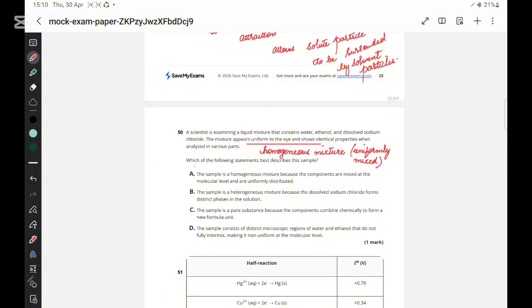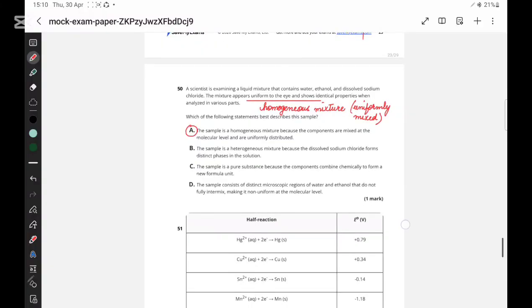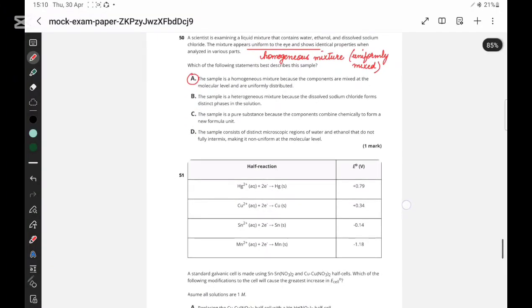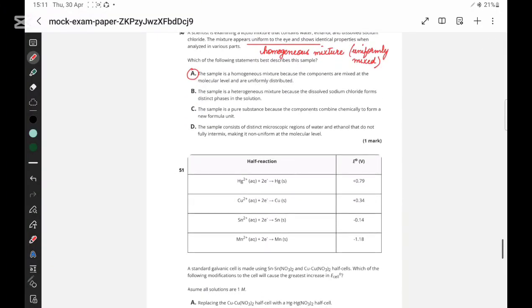So the answer is going to be A. The sample is a homogeneous mixture because the components are mixed at the molecular level and are uniformly distributed.